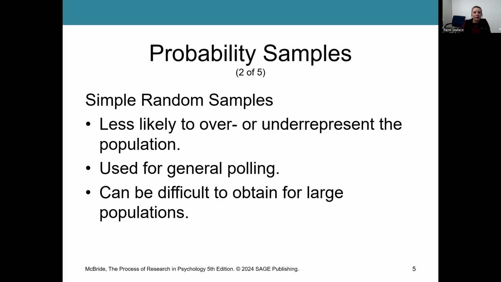Simple random samples are less likely to over or underrepresent the population. That's what we use for things like general polling. And that's difficult to obtain for larger populations. So if you're looking at every third grader in America, right? Well, it would be difficult to get a simple random sample for that.